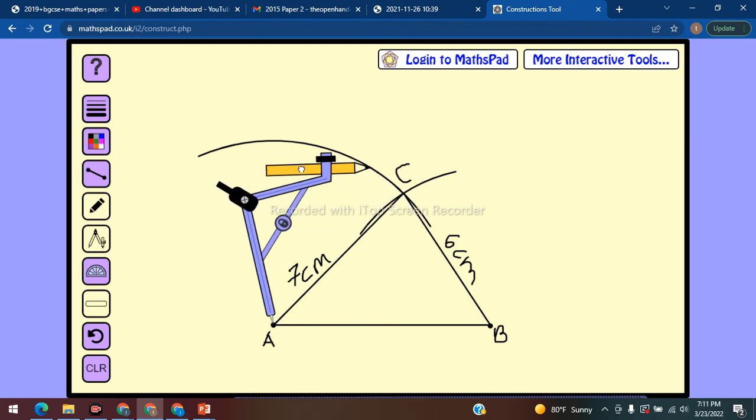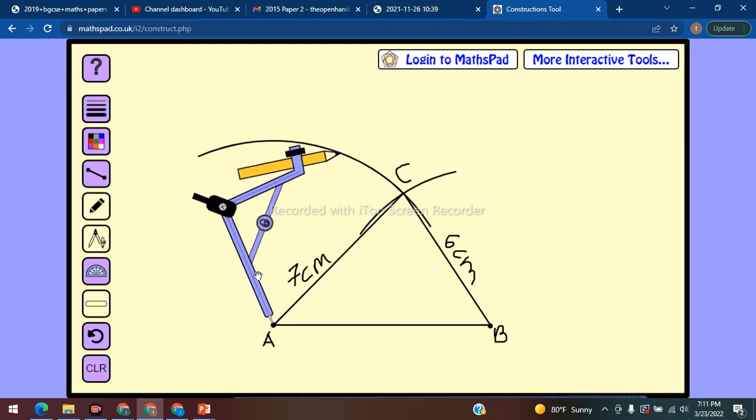Yes. And then you do the same thing for B to C. For B to C, I just do it 6 though. Yeah, for 6 centimeters instead of the 7.